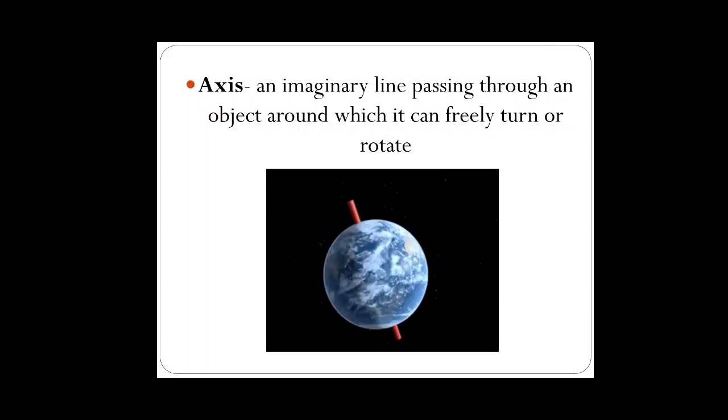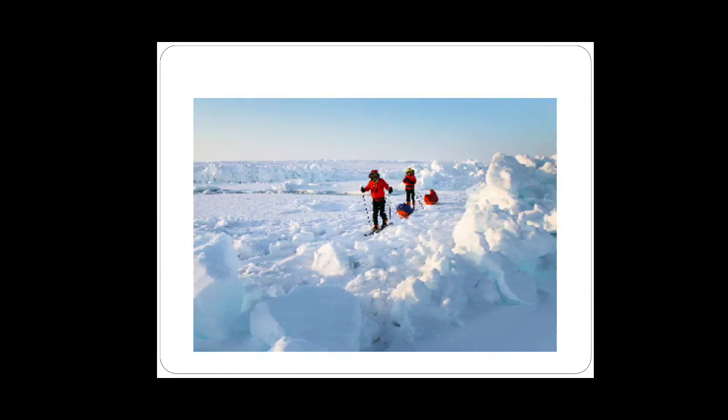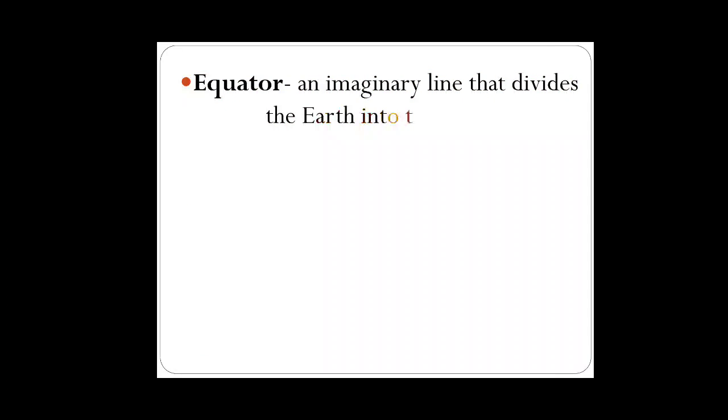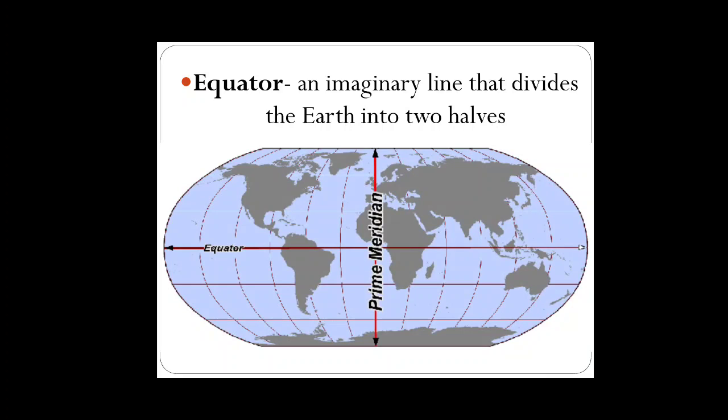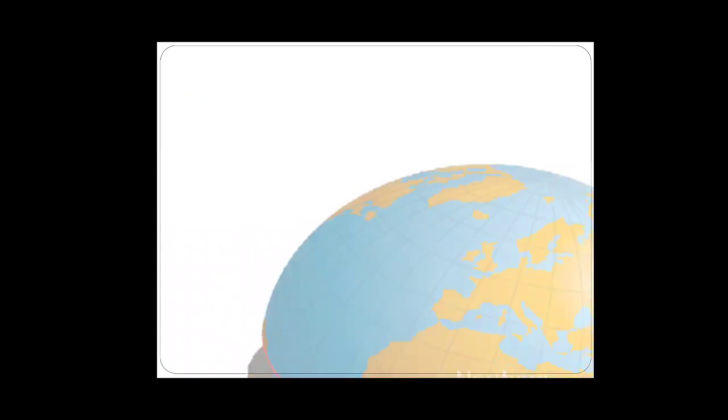Okay, the next topic is equator. Equator is an imaginary line which divides the earth into two halves. One is upper half and another one is lower half. These halves are called hemispheres. The half of the earth above the equator is known as northern hemisphere and below the equator is known as southern hemisphere.